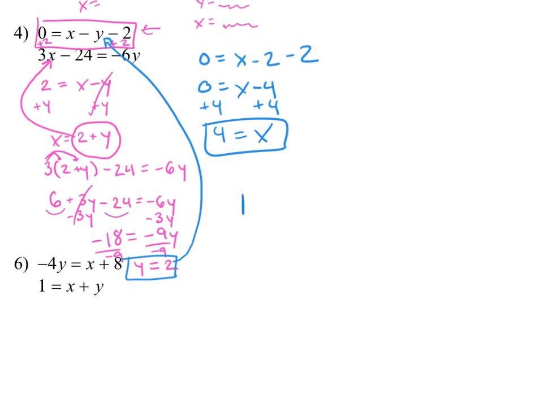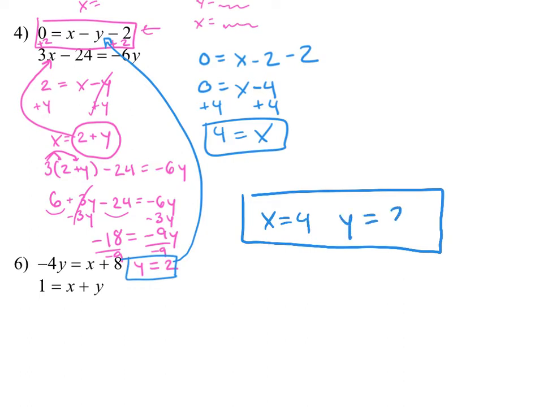On the quiz, in the little text box, you would put x is equal to 4, y is equal to 2. Make sure you tell me which one is which, or you'll get it marked wrong, because then I won't know which one you're talking about. So x is equal to 4, y is equal to 2. Any questions on this one? Ready to move on?